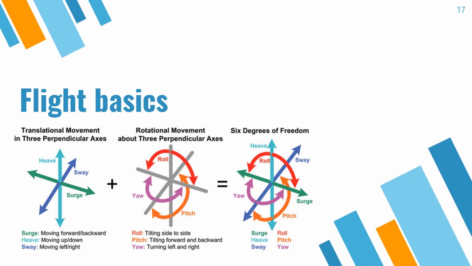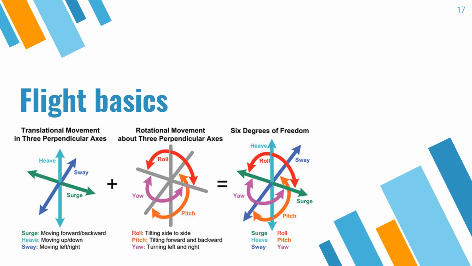So, when we're going up or down, we call that heave. Left and right is called sway, forward and backward is called surge. When we're tilting in the forward or backward direction, we're calling that pitch, while tilting to the left or right is called roll. And finally, when you're turning left and right, you call that yaw.